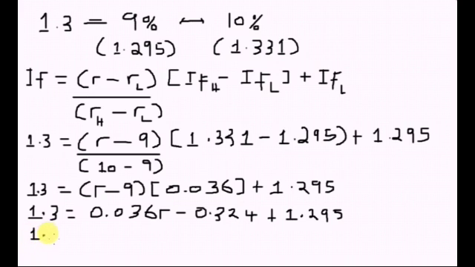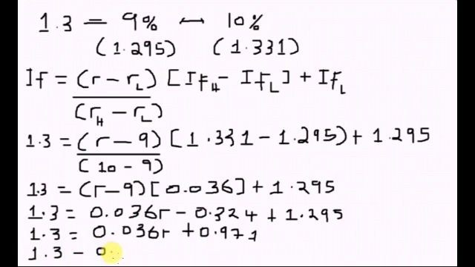So 1.3 is equal to 0.036 R. Then if I add these two numbers, I'm going to have 0.971. Then 0.971 is going to go on the other side of the equation, so that will be 1.3 minus 0.971 is equal to 0.036 R.